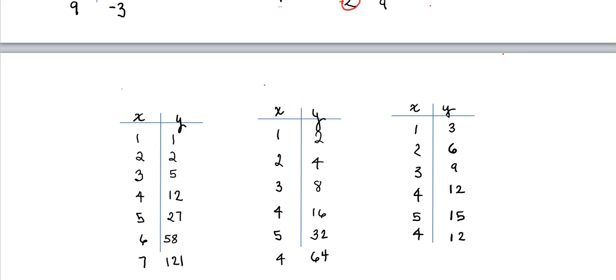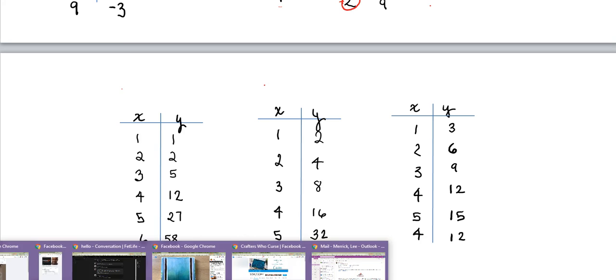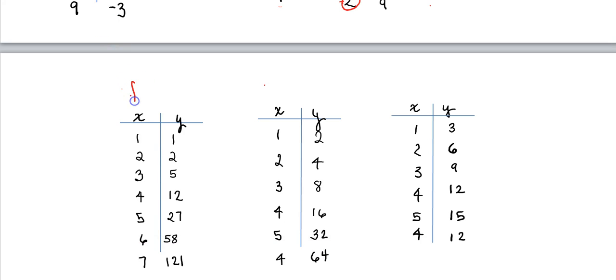All right. So let's take a look at this. I have 1 and 1, 2 and 2, 3 and 5, 4 and 12, 5 and 27, 6 and 58, and 7 and 121. All right, so here I have no duplicate inputs, and I have none of them that give me 2 answers. So this is going to be a function, right? This is a function, pretty straightforward.